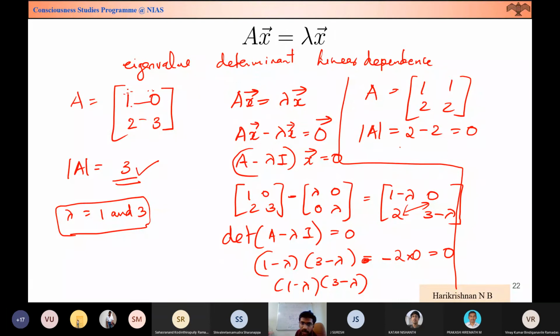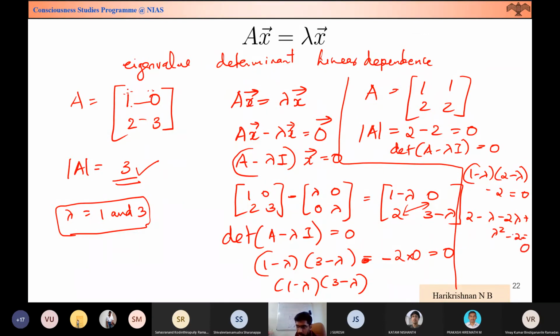I'm not going to write down the entire steps. I am going to directly find the determinant of A minus lambda I equal to 0. So it will be (1 minus lambda) times (2 minus lambda) minus 2 equal to 0. If we solve it, we get 2 minus lambda minus 2 lambda plus lambda square minus 2 equal to 0. The 2 and minus 2 cancel, and we get lambda square minus 3 lambda equal to 0. I can take lambda common: lambda times (lambda minus 3) equal to 0.